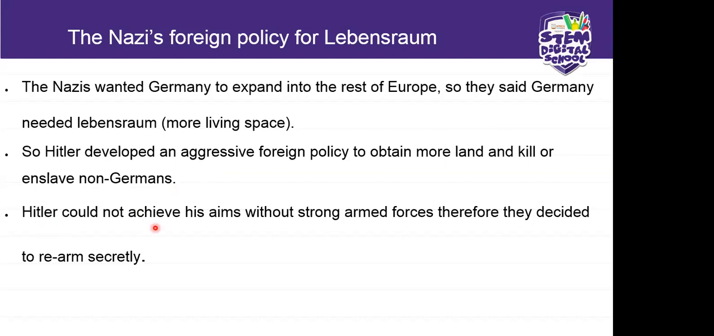Hitler could not achieve his aims without strong armed forces. Therefore, they decided to rearm secretly. So he looked for help from the military so that he could achieve his aim to expand into the rest of Europe. So he wanted to do it secretly. Remember, Germany was being punished from the Treaty of Versailles. So Hitler had a plan to do it secretly so that other countries wouldn't find out.